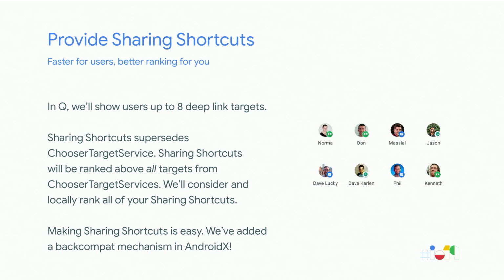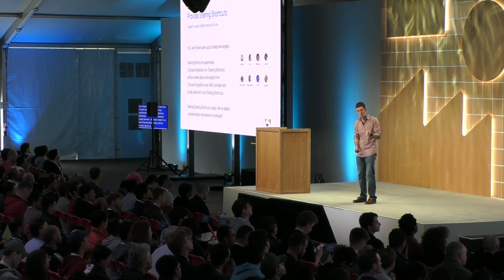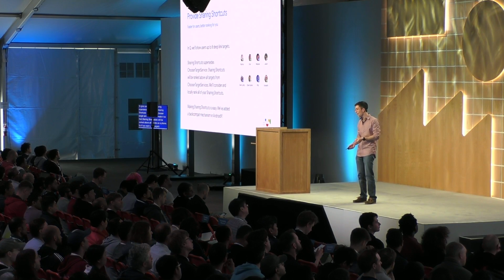As an added bonus, because you're publishing shortcuts, those published targets may also appear if you long press your app in Launcher. To give users the best sharing experience we can offer, sharing shortcuts will supersede chooser target service. We've made it so that sharing shortcuts will be ranked above all targets provided by any chooser target service on a user's phone. So if you want your targets to be seen on Q+ devices, please update your app.